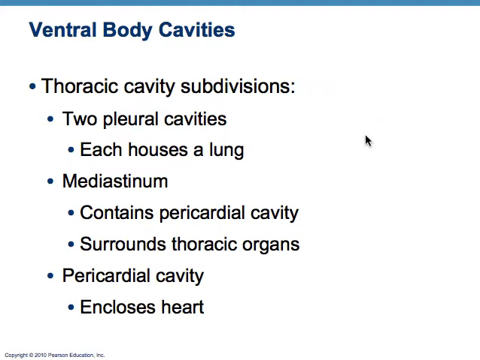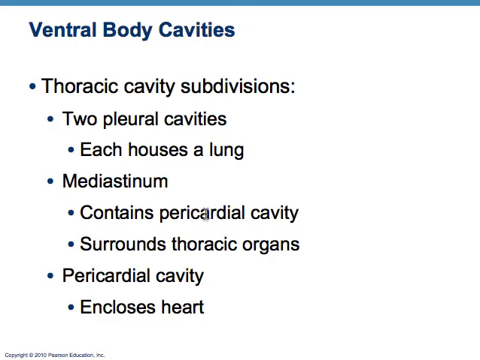Our ventral body cavity, getting a little more specific, if we look at the thoracic or chest cavity, we have a few subdivisions. Two pleural cavities. Note that whenever we use the word pleural, we refer to the lungs. So it makes sense: two pleural cavities, we have two lungs. Those are each housing the lungs. We also, in this area, have what we call the mediastinum. The mediastinum contains what we call the pericardial cavity.